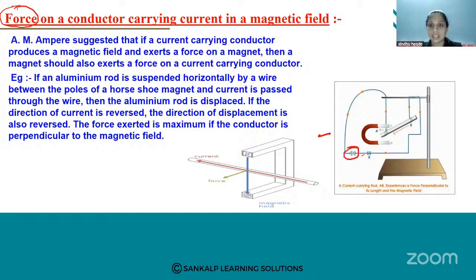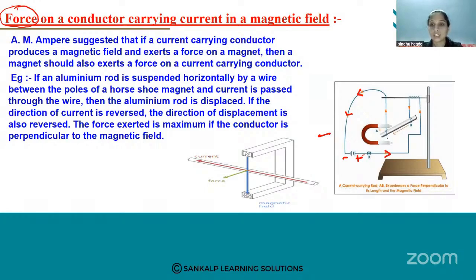Next, they have connected this aluminum rod to the battery through the wire. We know that this battery has a positive and a negative terminal. This is positive and this is negative. So the conventional current direction is like this. When it goes like this and comes downwards, this is the direction of current. See, again, one magnet is placed here. This is a horseshoe magnet. So, this is the experimental setup.